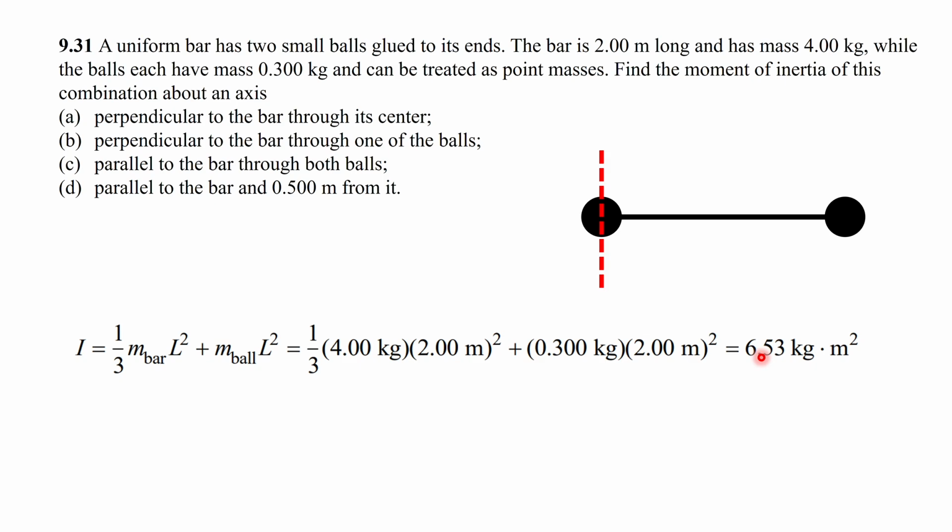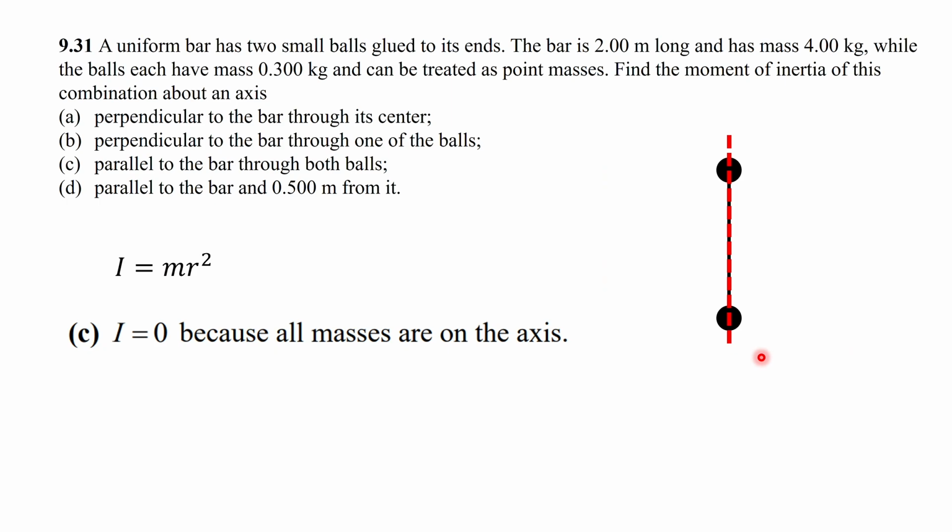Okay, so part C: calculate the moment of inertia when the axis is parallel to the bar and goes through the two balls. In this case, if this guy spins in this way, all the mass is on the axis, so the radius is equal to 0. If the radius is equal to 0, then the inertia is equal to 0. No doubt. So this is part C.